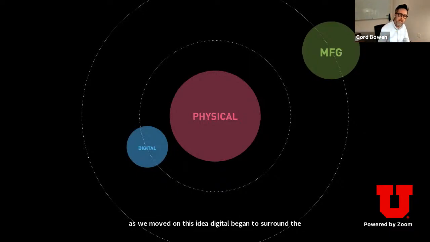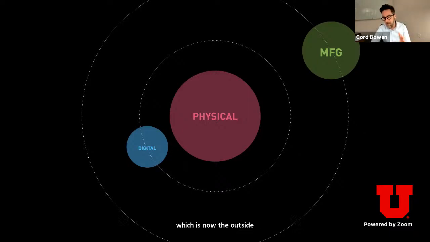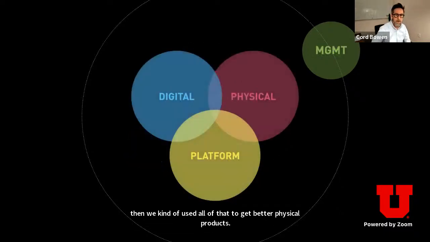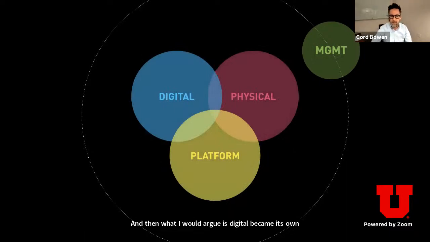It's really important to watch it in this mode here, because if we look at digital technology and how it first served us, it was to aid manufacturing, which is now the outside circle here. So manufacturing took care of craft, and digital helped aid manufacturing. And then we used all of that to get better physical products. And then what I would argue is that digital became its own product, physical becomes a product, and platform becomes a product. Creativity begins to spill into this idea.